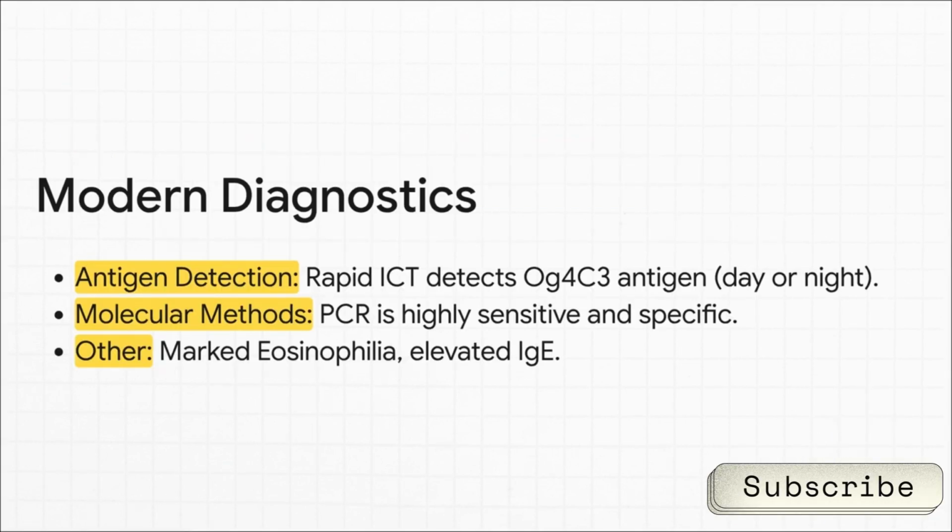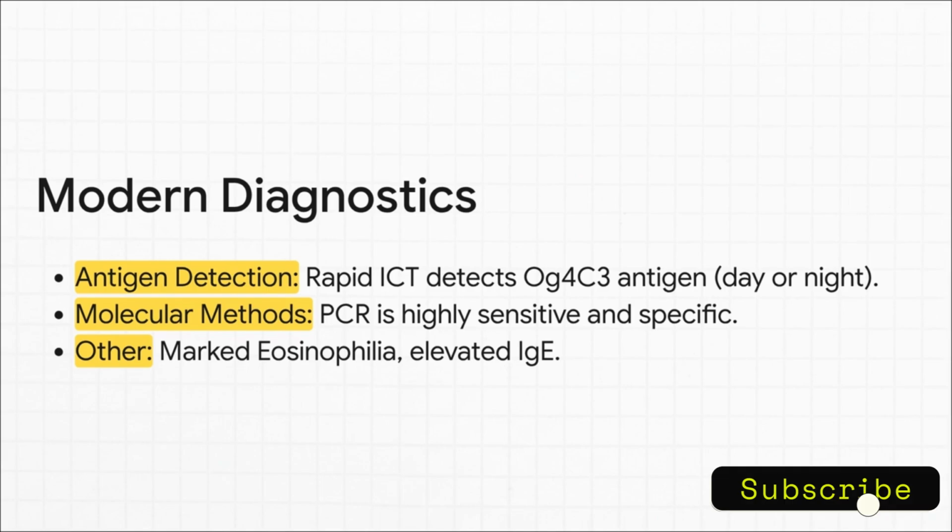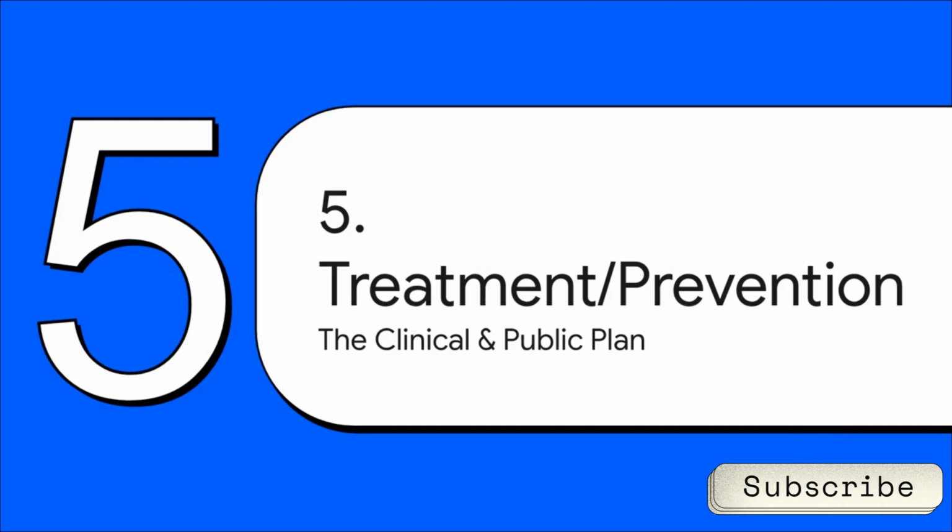Of course, we've got some more modern tools in our belt now. Antigen detection tests, like the Rapid Immunochromatographic Card Test, or ICT, are fantastic. It's super sensitive and specific for W. bancrofti, and the huge advantage is you can do it on a daytime blood sample. PCR is also an option, and you'll almost always see a major spike in eosinophils and high levels of IgE, especially in TPE.